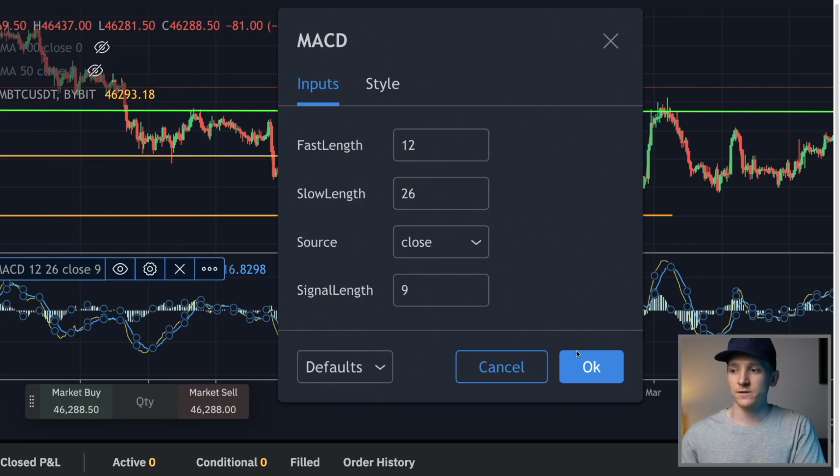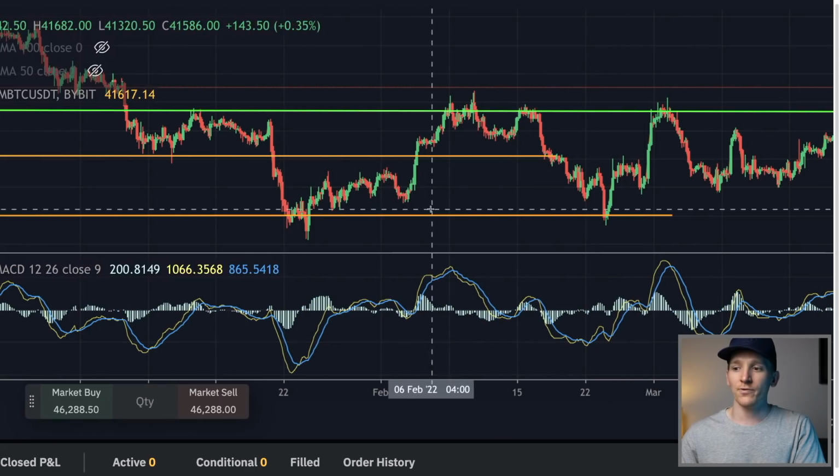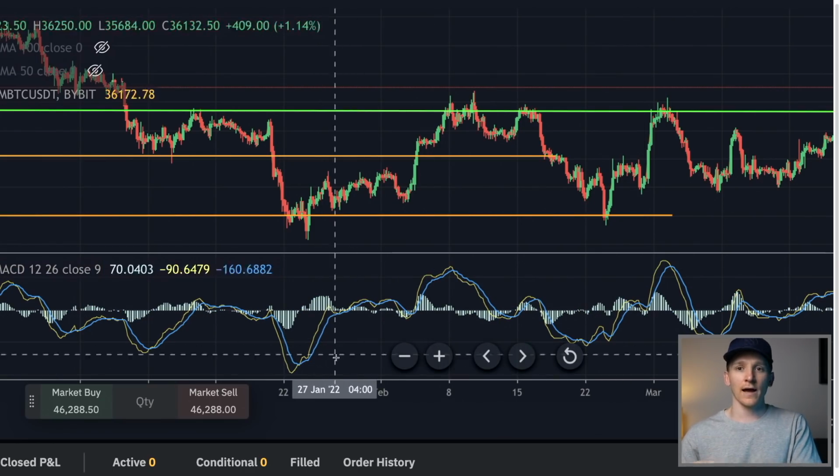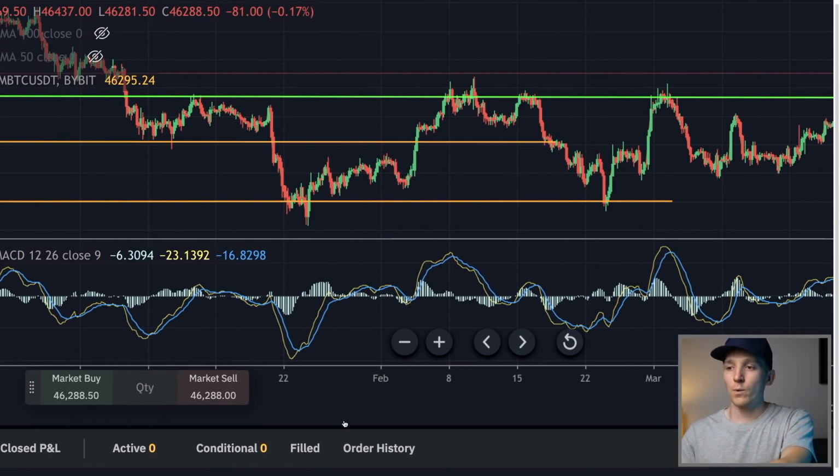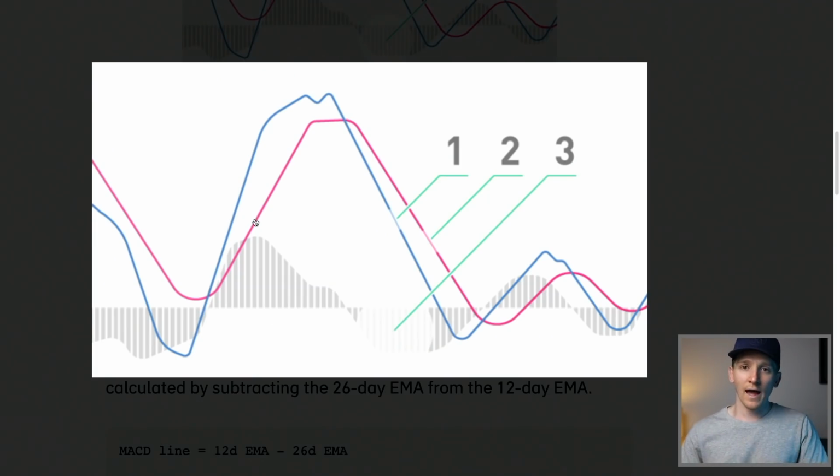You can obviously change the style to suit you, but this will come up with this now, which is the MACD. So what we want to see really is how the lines either converge or diverge, and that will give us our trading signals. So what you can see in the middle is the histogram, and this is just a graphical representation of how these lines are converging or diverging away from each other.